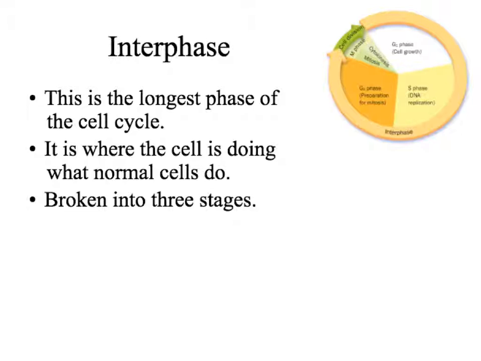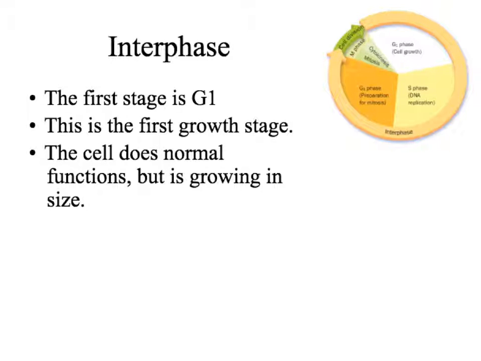And we break interphase down into 3 different stages. So we'll talk about those here. And you can see this interphase is marked right here by this big long arrow. So you can see how it's really the longest phase that a cell is in. The first stage of interphase is what we call G1 phase.